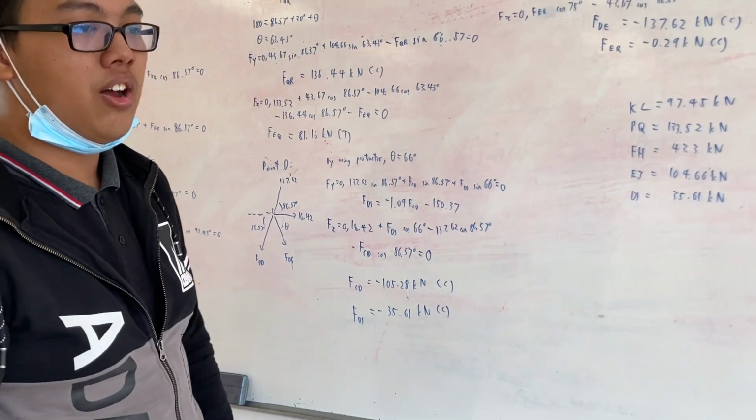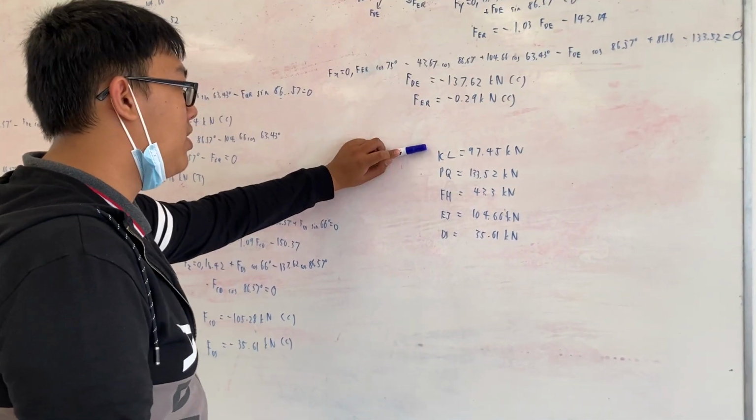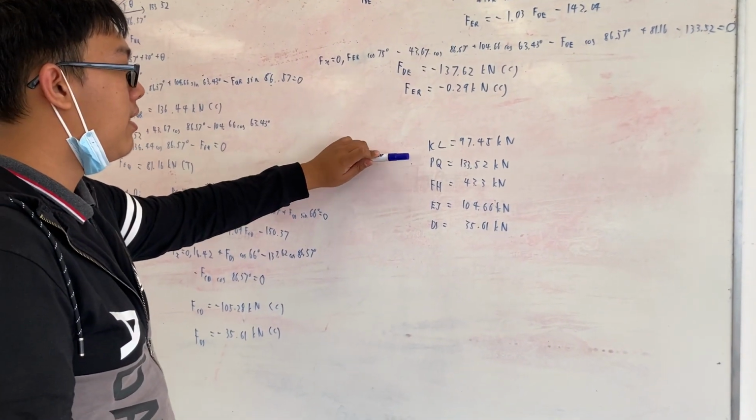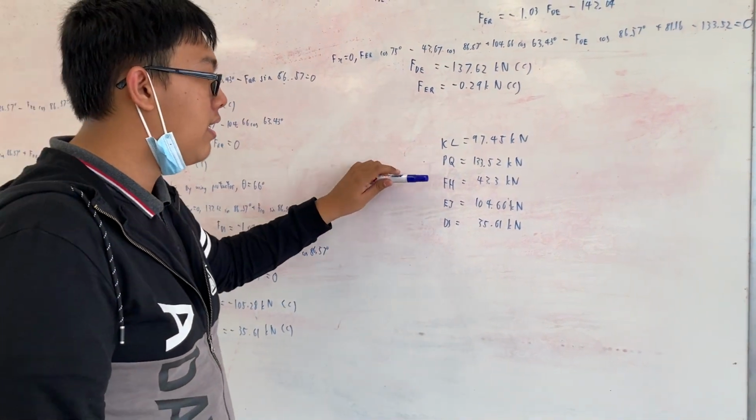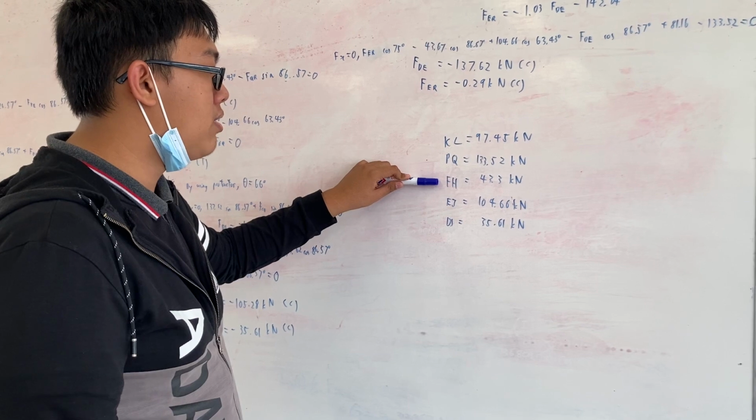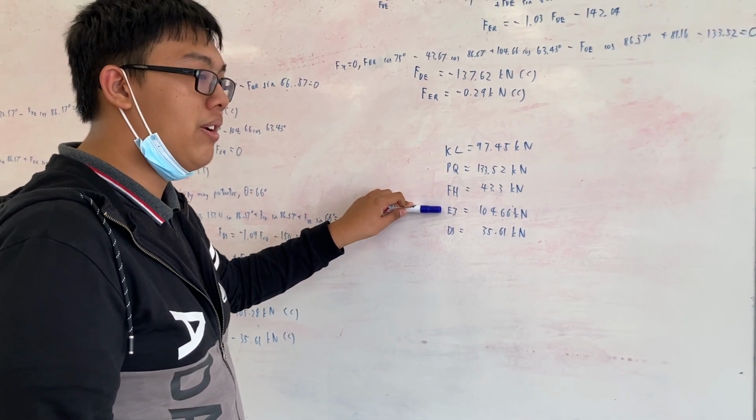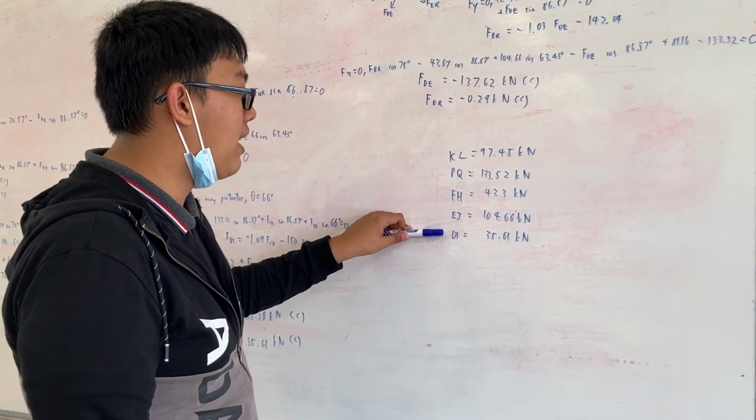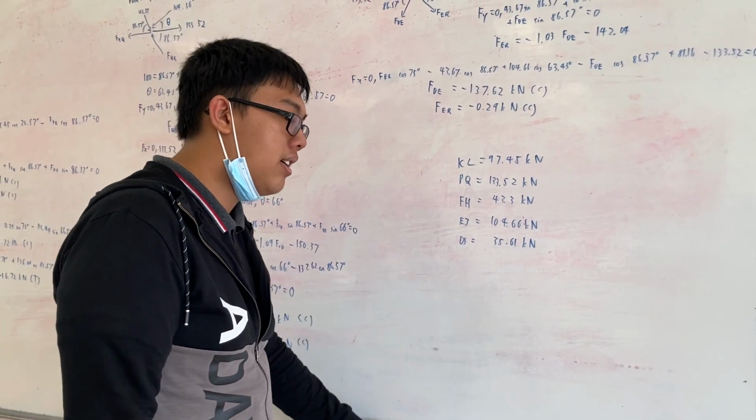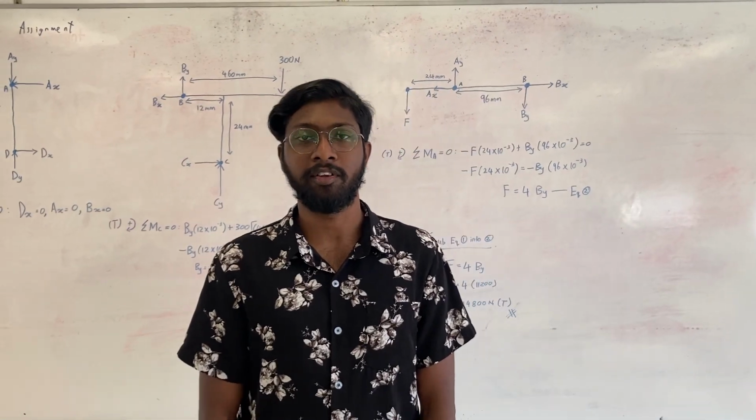Finally, after finishing all the diagrams, we can determine that member KL is equal to 47.45 kilonewtons, member PQ is equal to 133.52 kilonewtons, member FH is equal to 43.3 kilonewtons, member EJ is equal to 104.66 kilonewtons, and member DS is equal to 35.61 kilonewtons. That concludes question 1.